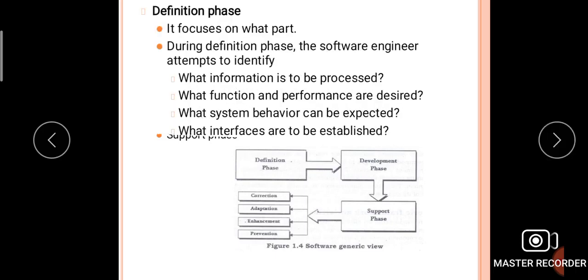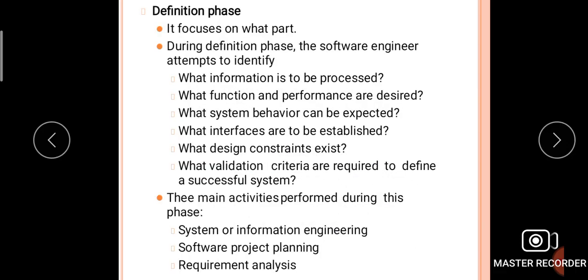Okay. Next, first of all, the definition phase. So what occurs in our definition phase? It focuses on the what part. During the definition phase, the software engineer attempts to identify first of all what information is to be processed, what function and performance are desired, what system behavior can be expected, what interfaces are to be established, what design constraints exist, and what validation criteria are required to define a successful system.